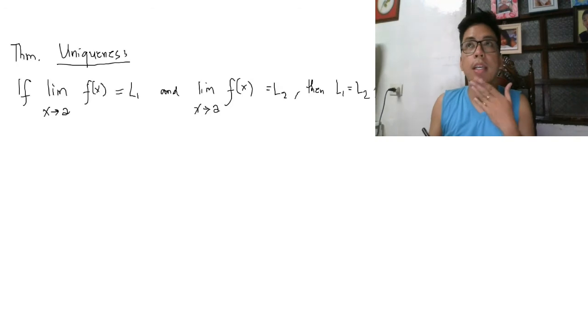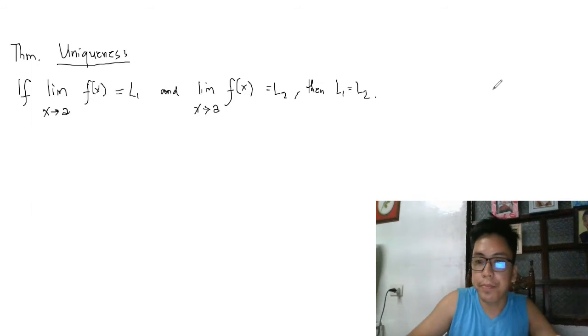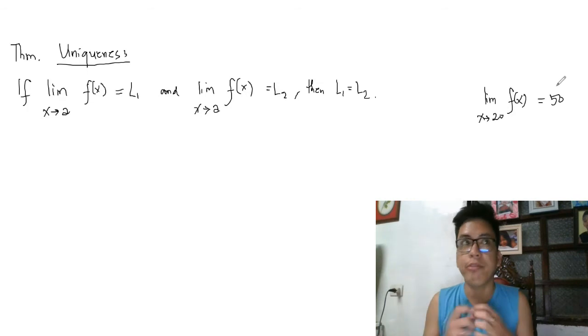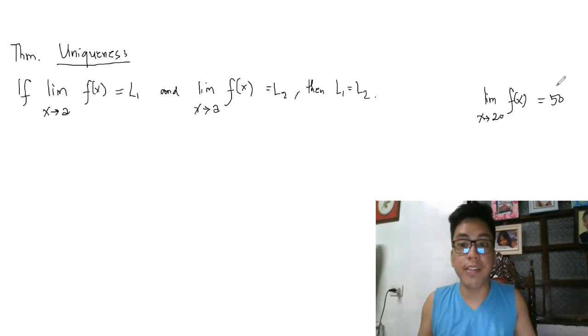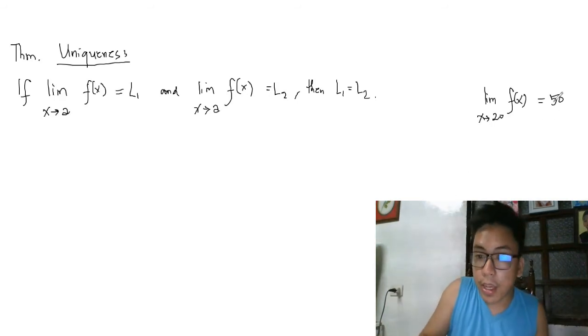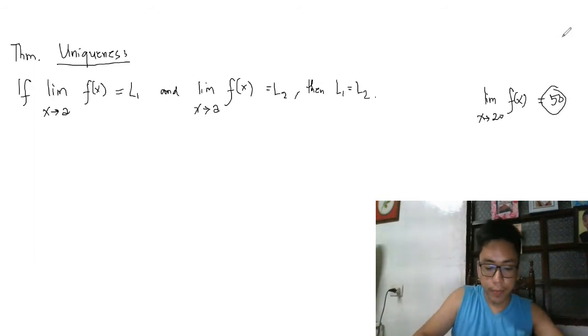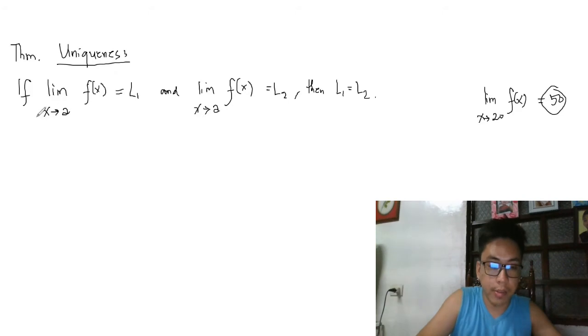It means to say that, for instance, if you have the limit of f of x as x approaches 20 and that's equal to 50, then you wouldn't be able to find another value aside from 50 that would give the limit of f of x as x approaches 20. So that means to say that this is just the limit and that's all. To make sure that the theorem here is actually true, we will provide a proof for this.